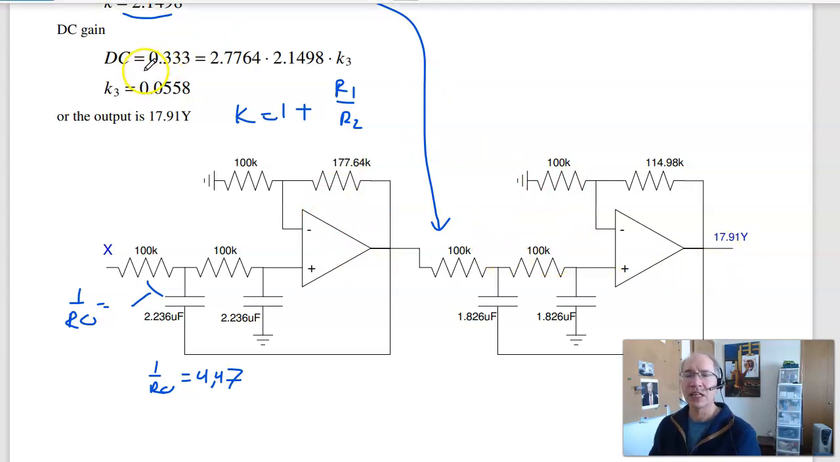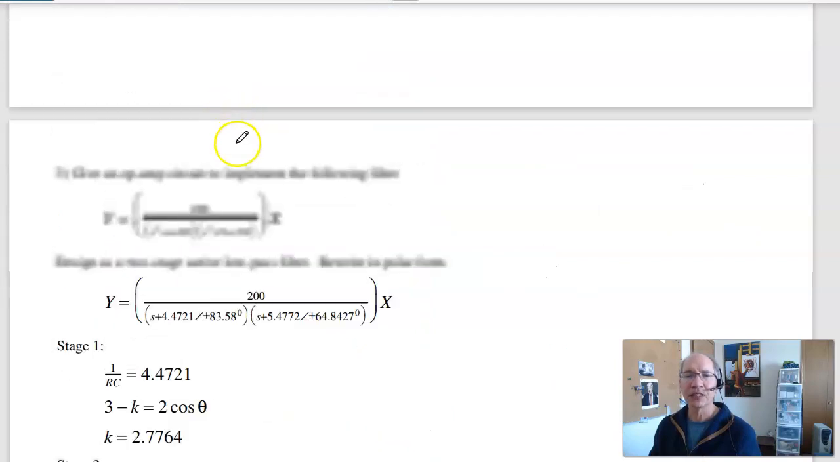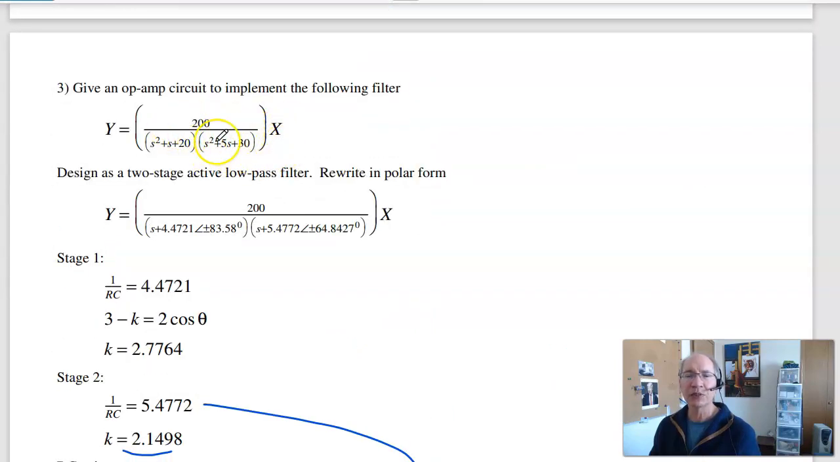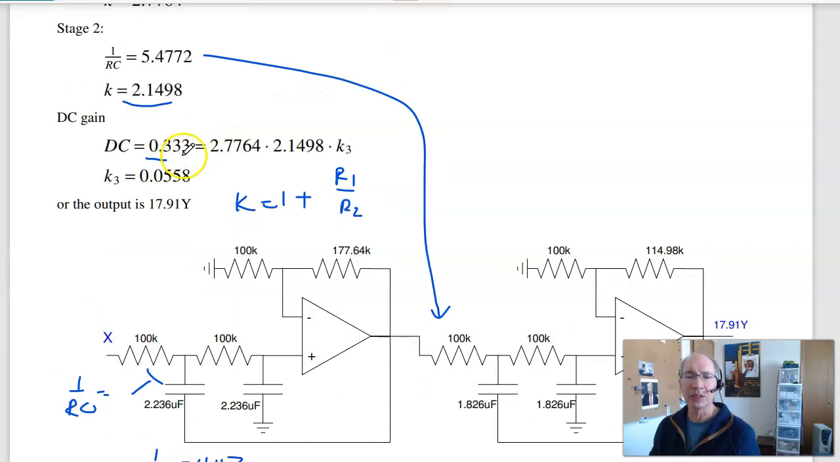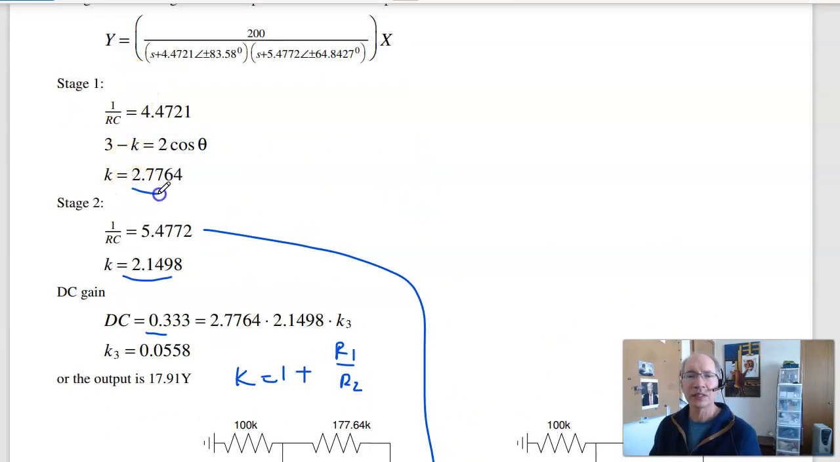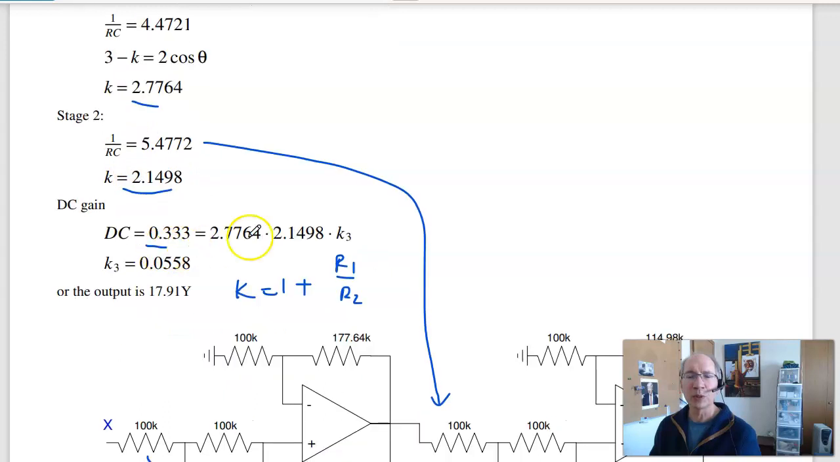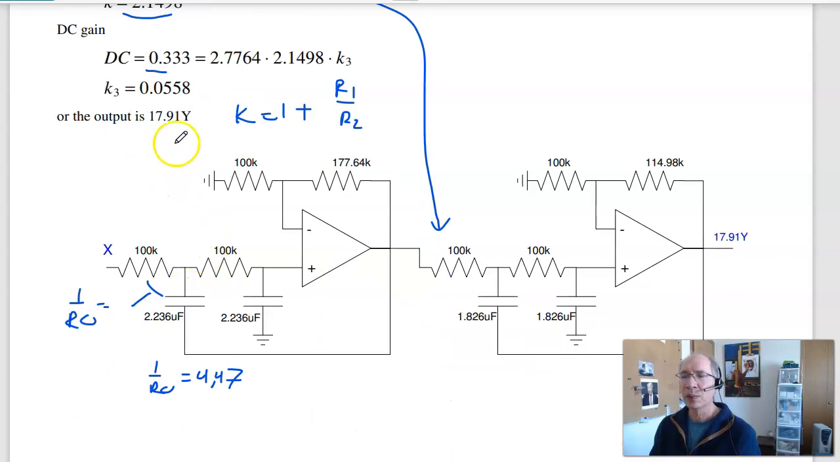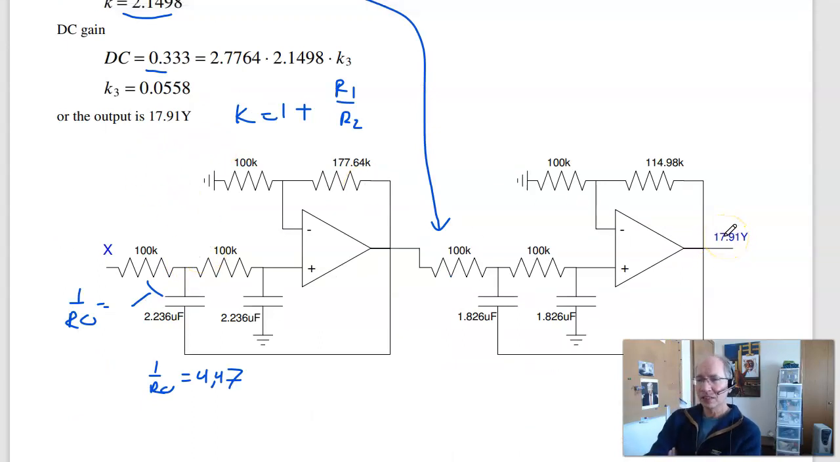The DC gain is supposed to be 0.3333. That's take your system, plug in s equals 0. That's the actual DC gain, but it should be. My circuit has a DC gain of 2.77 times 2.14. So the gain is off a little bit. What that means is my output isn't just y, it's actually 17.9 times y.